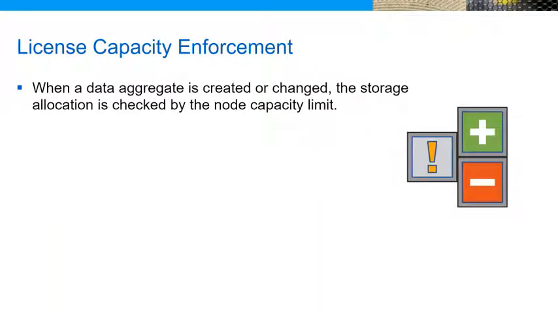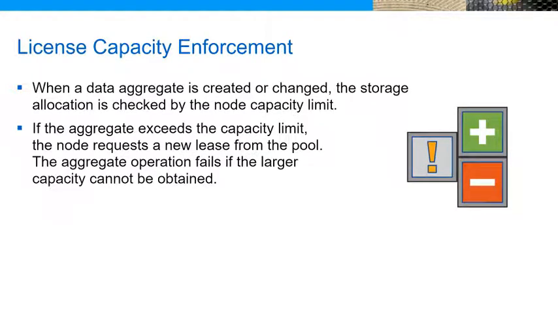Every time ONTAP Select is requested to create or change the size of a data aggregate, the updated storage allocation is tested against the capacity limit of the capacity pool. If the new lease target exceeds the capacity limit of the license, the aggregate operation simply fails without updating the current lease. This approach helps to prevent the aggregate from being left without a capacity lease.